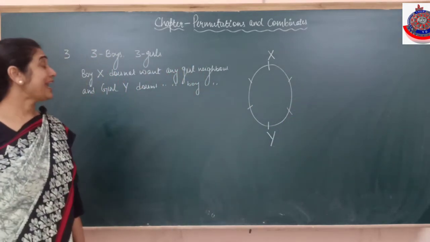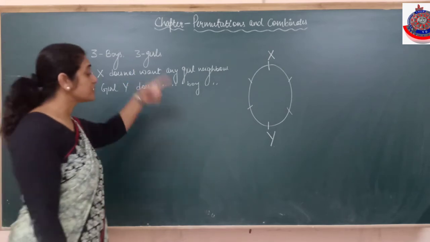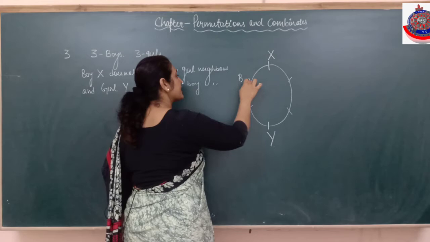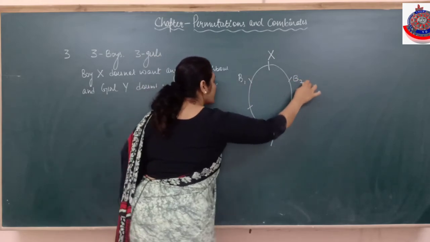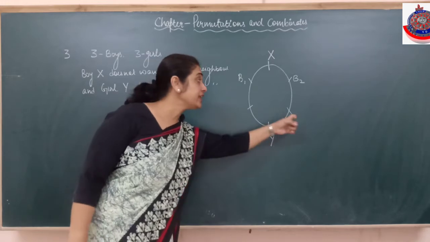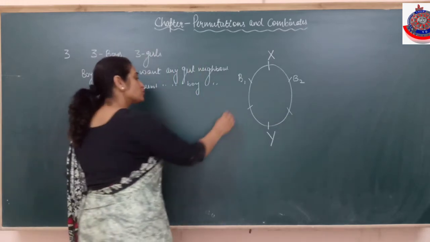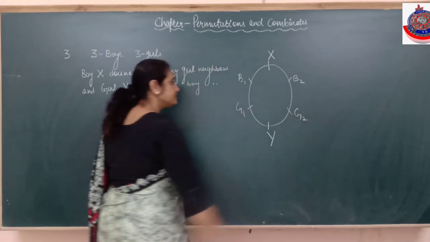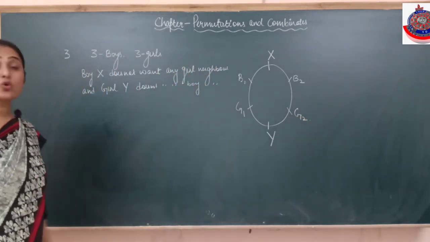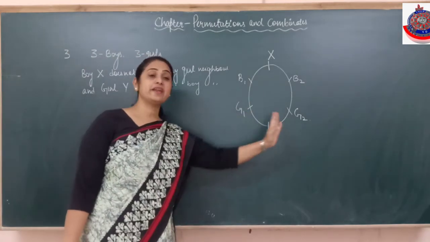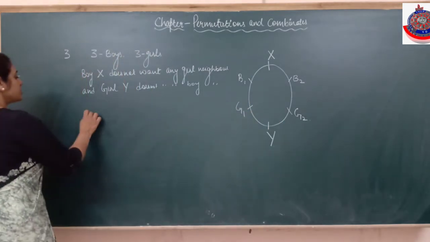Now this boy X should not have any girl. One girl is already fixed, so he does not want any girl, which means here it has to be a boy only. Boy 1, boy 2 is left. And this Y does not want any boy neighbor, so these seats have to be occupied by girls only. Clear? Because X does not want any girl here and Y does not want any boy here. So, total number of arrangements possible.